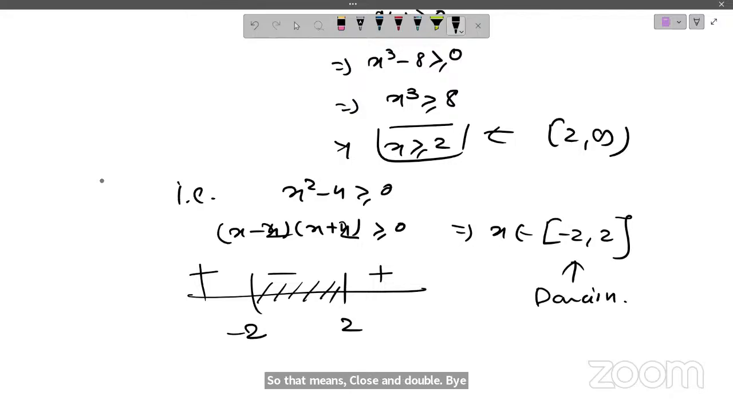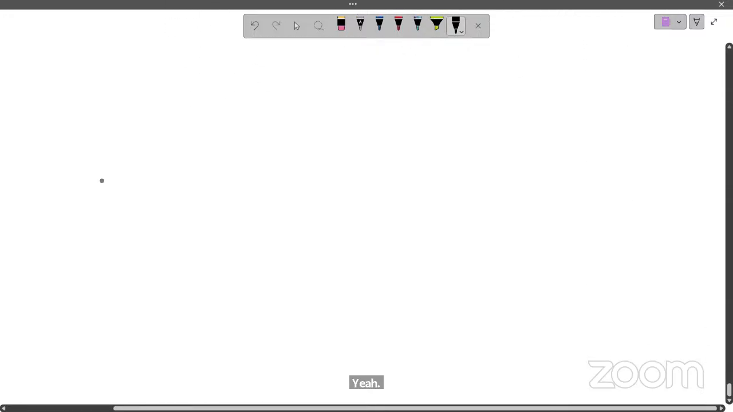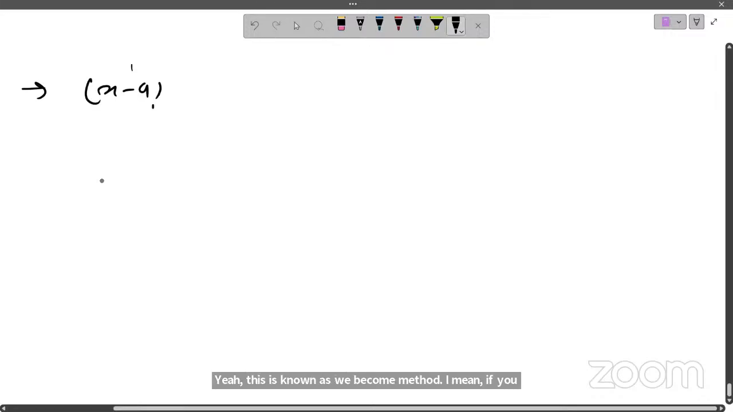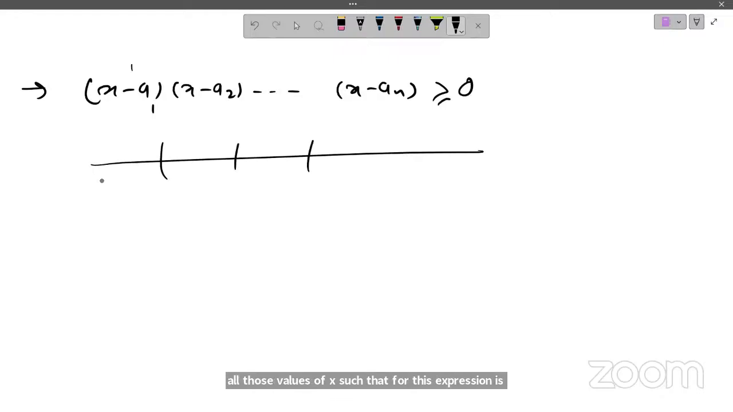How did you do that without putting values? Yeah, this is known as the Wavy curve method. If you have something like (x minus a1)(x minus a2) and so on up to (x minus an), and this is greater than or equal to 0, suppose you have to find all those values of x such that this expression is greater than or equal to 0. So what you will do, you will plot those points on the real line in their natural order.